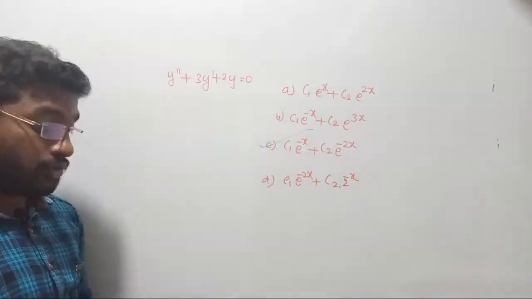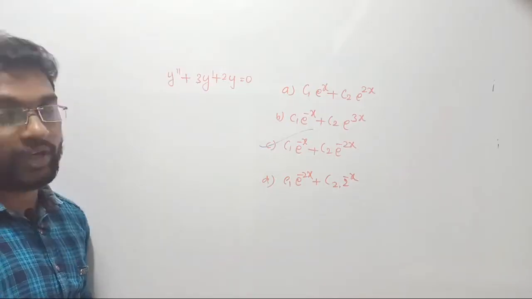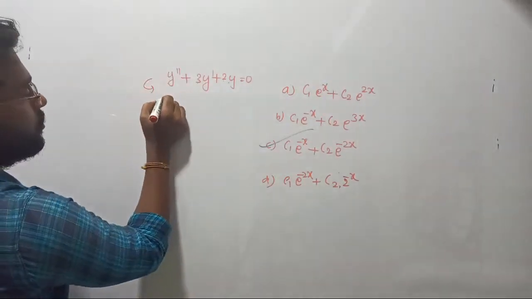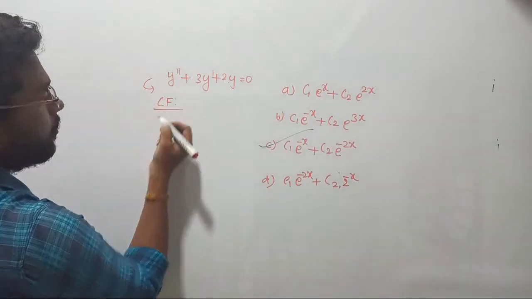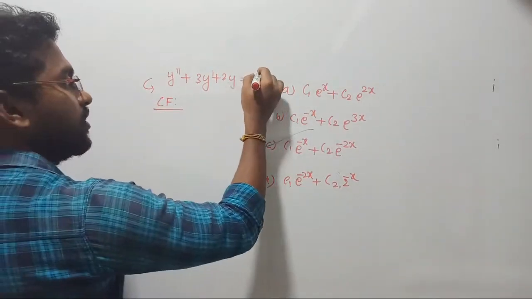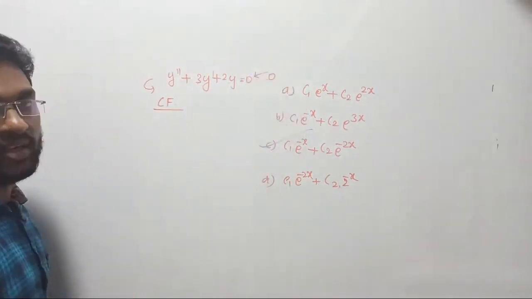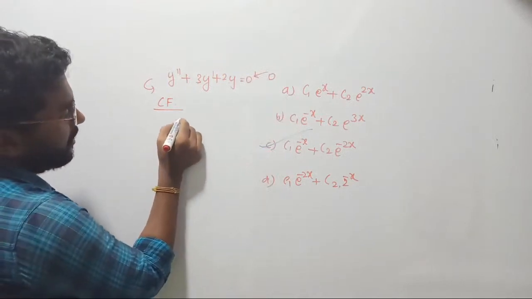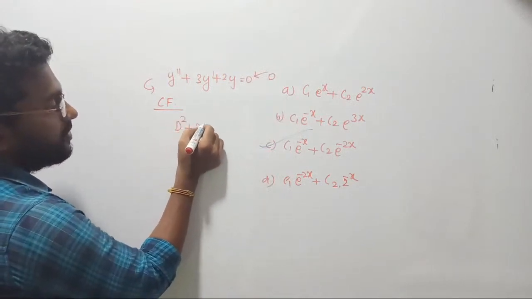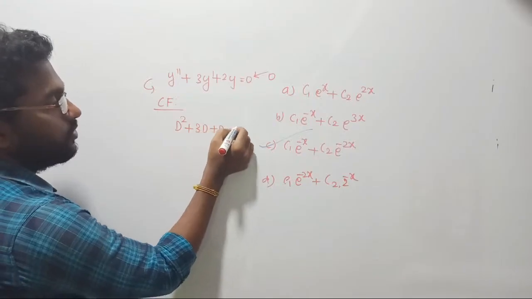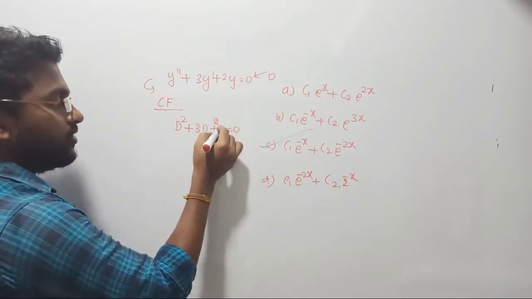You should let your brain work, right? Anyway, let's figure out the answer. We should find out the complementary function. Particular integral won't exist. Why? Because at the RHS we don't have any value. The right side is 0. If you write the characteristic equation, D square plus 3 times D plus 2 equals 0.